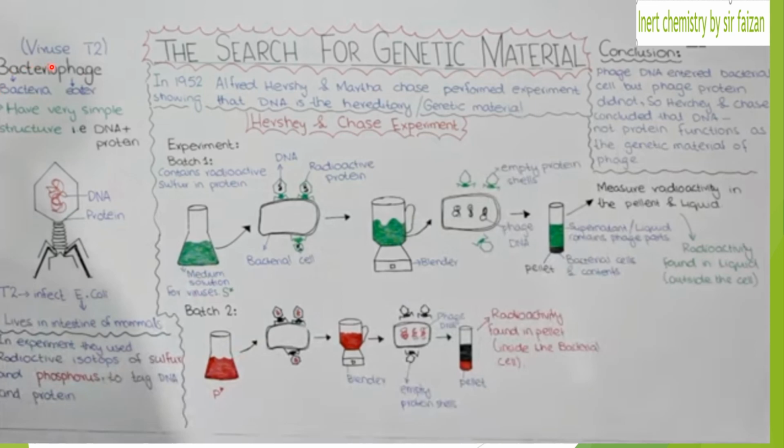In their experiment, they used bacteriophage. Bacteriophages are viruses that infect the bacteria. The question is why they used these bacteriophages. The answer is they have a very simple structure made of DNA and proteins only. So therefore, they used these bacteriophages. These bacteriophages are also called T2 bacteriophages, and they infect E. coli bacteria that lives in the intestine of mammals.